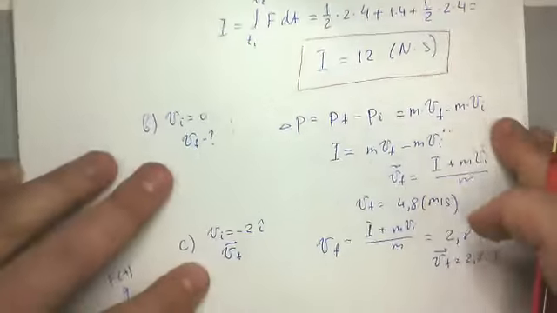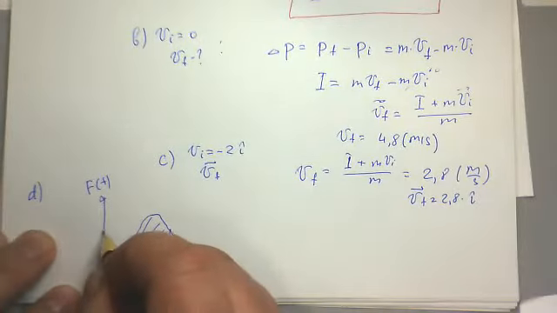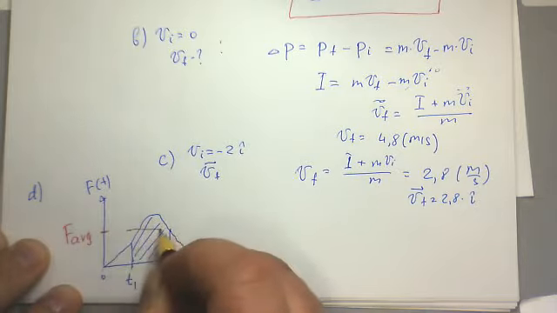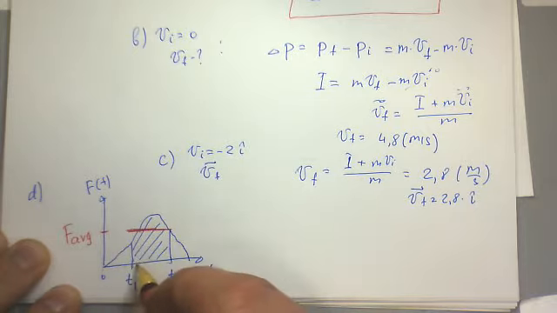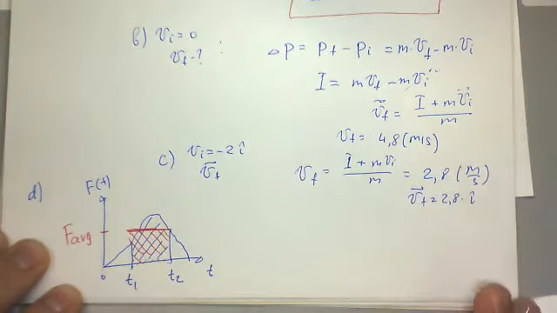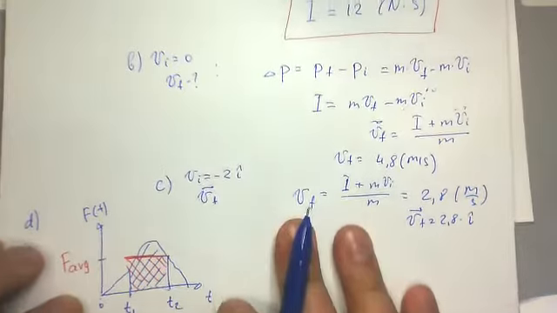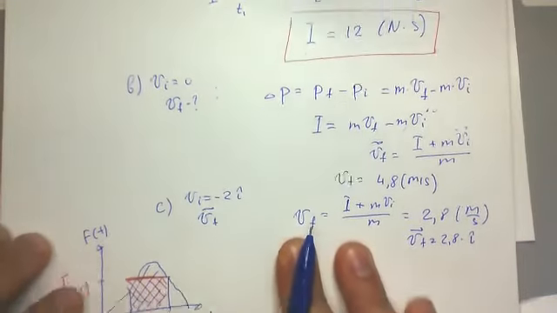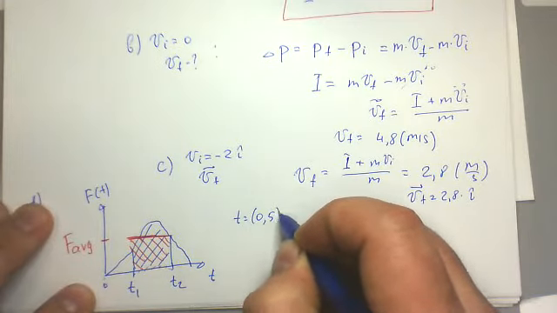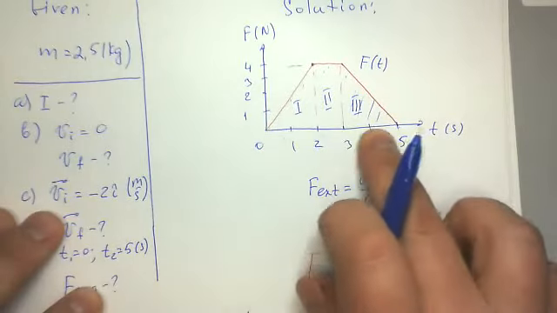But the average force is just some constant force, F average, which will give you the same area when multiplied by this period of time. So that's the idea of the average force. Now, in our problem, we need to find the average force from t equals 0 to 5 seconds, so the entire period of the force action.